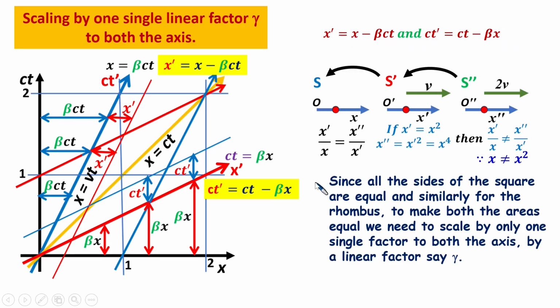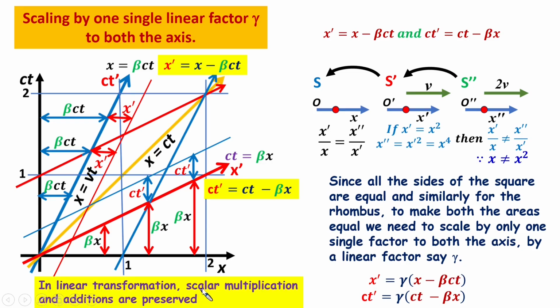Here I will say that since all the sides of the square are equal, and similarly for the rhombus, to make both the areas equal we need to scale both the axes by only one single linear factor, say gamma. This area also has to be maintained. So here I have written that this is the scaling factor gamma, and now let us find the value of this gamma for this Lorentz transformation.